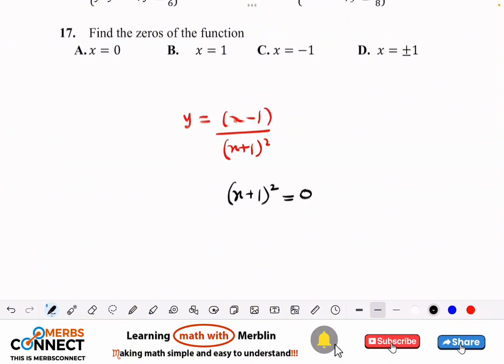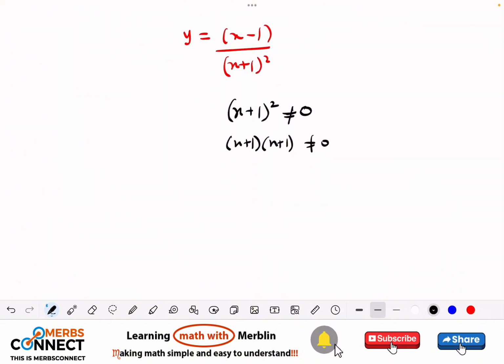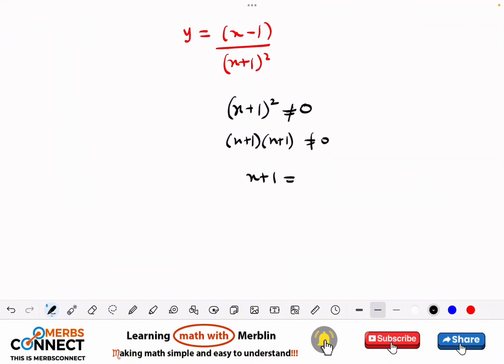So first, what I need to do is, now remember we are saying that for domain, the denominator shouldn't be 0. So what can I do? x plus 1 squared can be written as x plus 1. x plus 1 shouldn't be 0, right? It means that x cannot be equal to minus 1. The same thing there, if I pick this one shouldn't be 0, x shouldn't be minus 1.